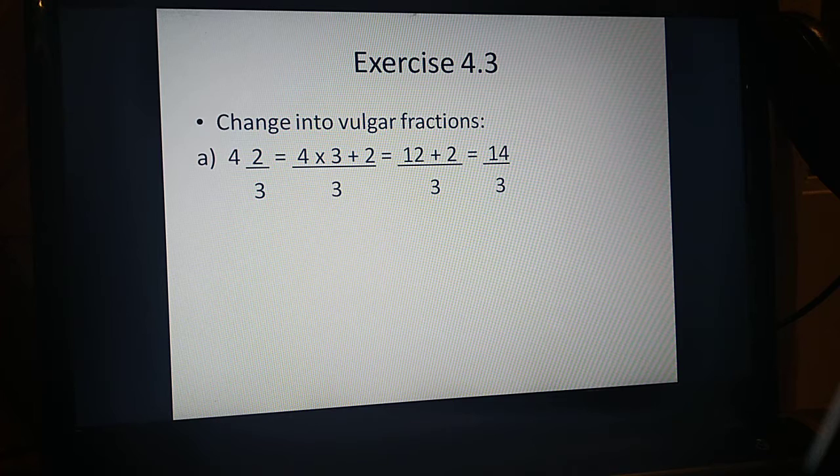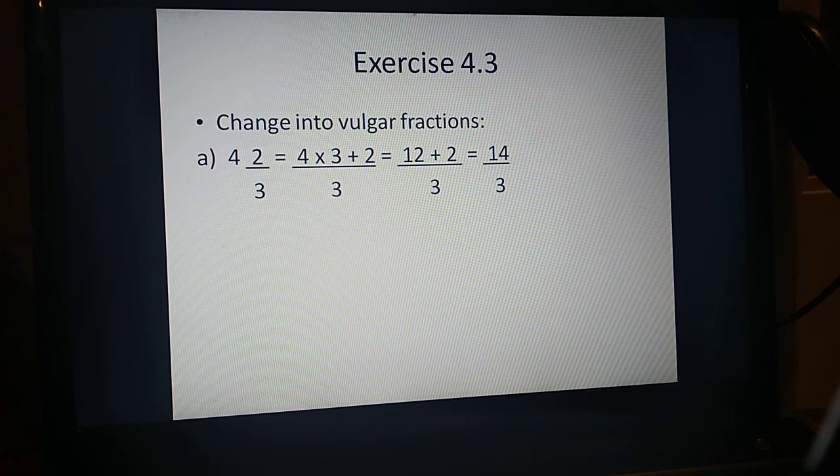This is exercise 4.3. Change into vulgar fractions. In part A, 4 and 2 out of 3. You multiply 4 by 3, then add 2. Well, that's 14 over 3. Good job. Now pause the video until you do part F. I'll be waiting.